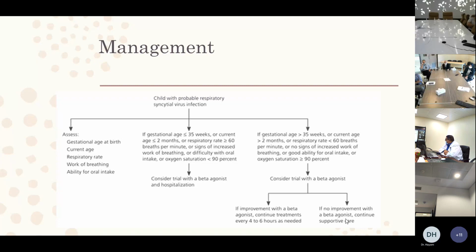Again, you can give a trial of beta agonist, and if there's improvement, you can continue the treatment for 6 hours. If there's no improvement, you can continue supportive care only. Next slide.